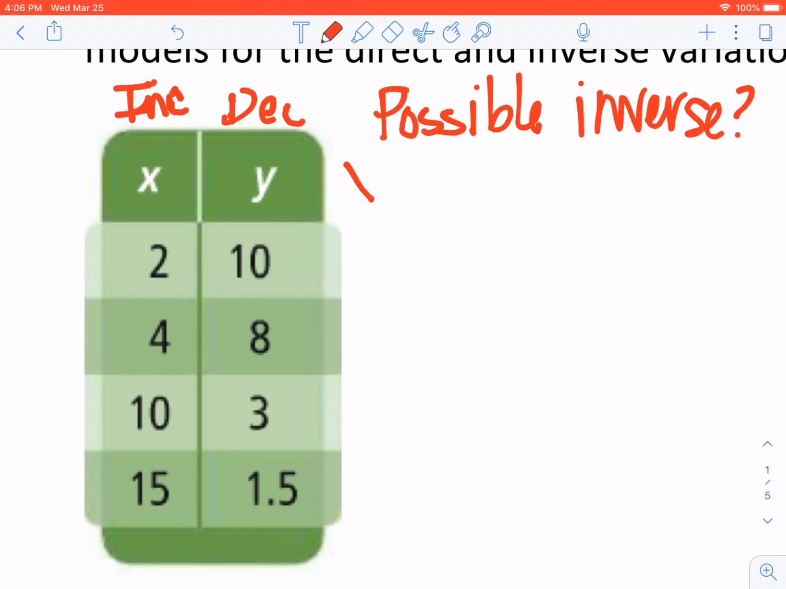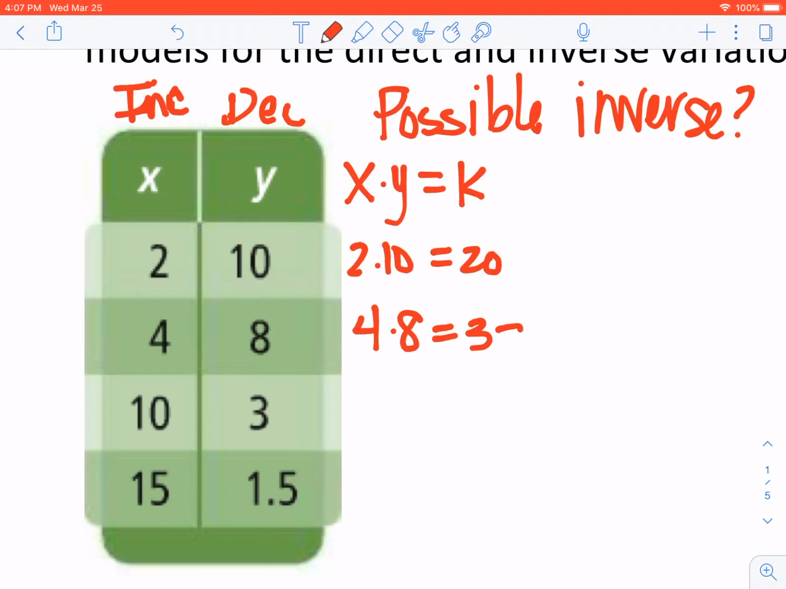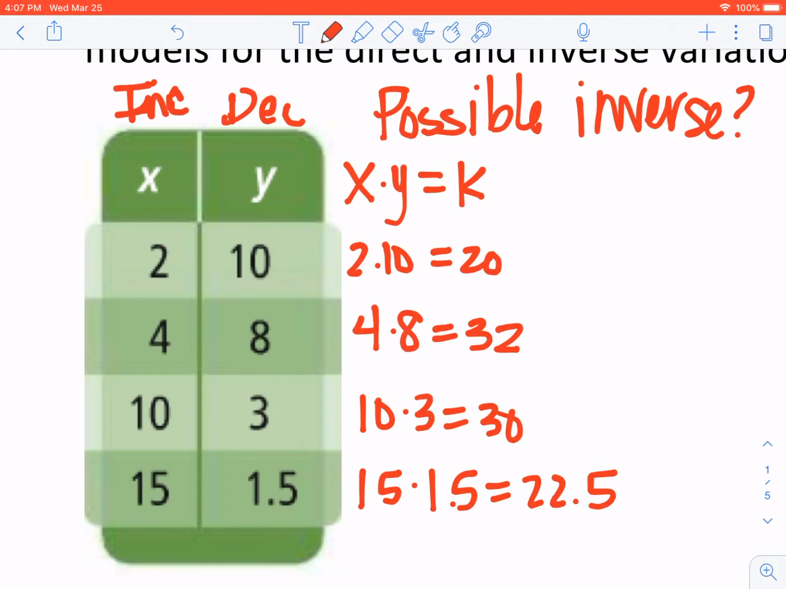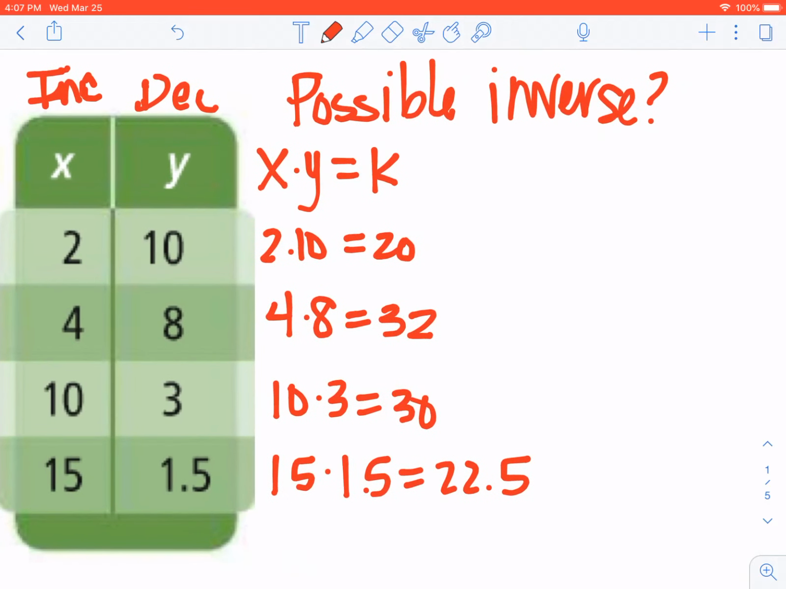Okay, so we're going to check all the x times y's and see if they're all equal to the same k. So 2 times 10, we get 20. 4 times 8, we get 32. And we can actually stop right there. Once one of them is different, that means it doesn't work. Okay, I mean, I could show you the rest. 10 times 3 is 30. 15 times 1.5 is going to be 22.5. But it only takes one to be different. So because you see that they're all different k's, we are going to have neither.